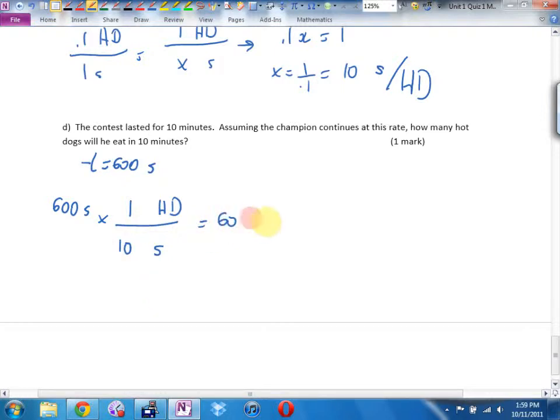In actuality, last year, he was 62. Almost bang on to that continued pace, but he managed to sneak in somewhere in those 10 minutes, 2 extra dogs.